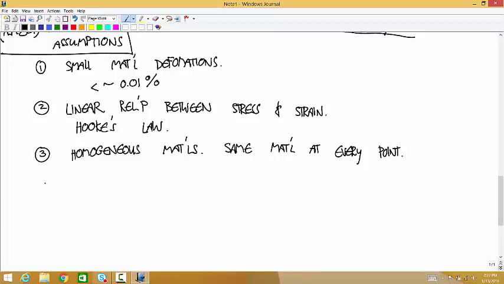And the last one, so homogeneous means you can go to different points and the mechanical behavior is going to be the same. The last one is that the materials have to be isotropic. And what that means is the material behavior is the same in any direction.